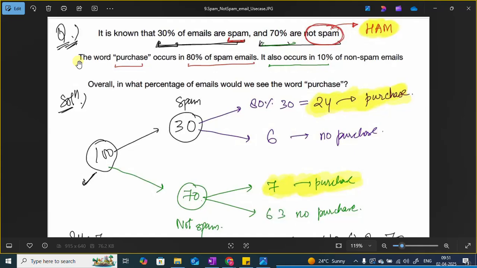The second line says the word purchase occurs in 80% of the spam emails. Now tell me, how many spam emails are there? Only 30. 80% of 30 is how much? 80% of 30 is 24. So out of 30 emails, 24 emails contain the word purchase. Then what is the rest? 30 minus 24 is 6 emails that do not contain the word purchase. That's why I've written no purchase word. Clear? Guys, any doubt so far for the second line of the problem statement?